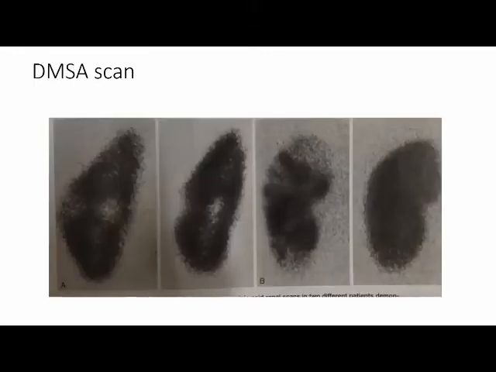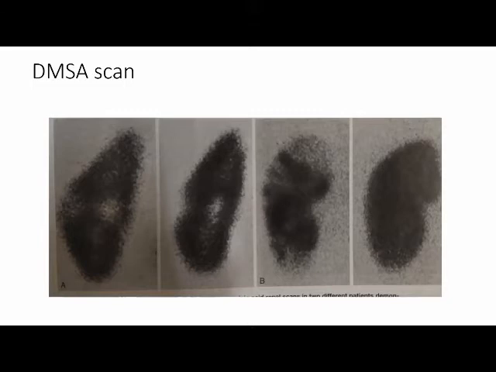So in the next slide, if you see the first image, the renal contour is maintained laterally, but there is photopenia. The uptake in the interpolar cortex is reduced, though the contour is maintained. This is a feature of pyelonephritis.